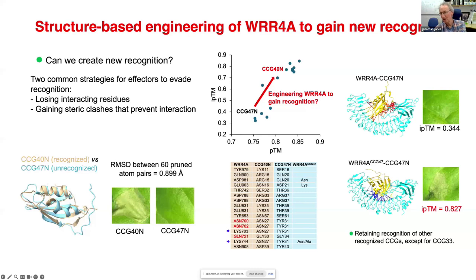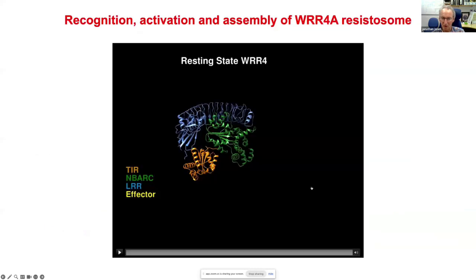We could confer on it recognition capacity it didn't previously have, and in the course of that, we retained most of the others, but we lost one. We lost CCG33 recognition. So we're just trying to write all this up at the moment. So we've got a model for what's going on. So we do know something about the monomer structure.